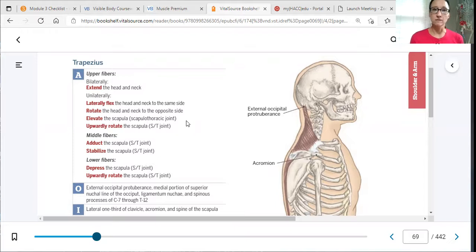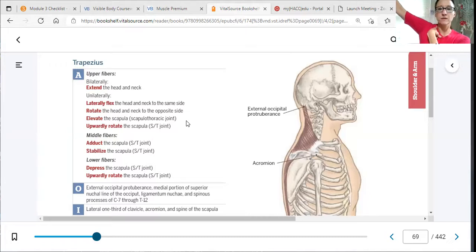Upward rotation of the scapula is a little bit different. In upward rotation of the scapula, remember that the glenoid has to point towards the ceiling. That's upward rotation of the scapula. It looks like this. So if I start to raise my arm with deltoid, right? I start to abduct my arm with deltoid. Once deltoid gets to about 90 degrees, then upper traps takes over.